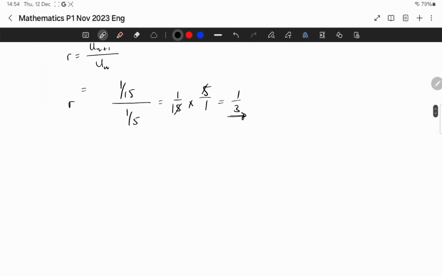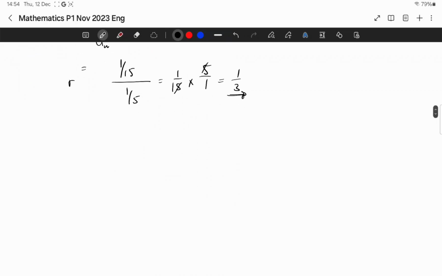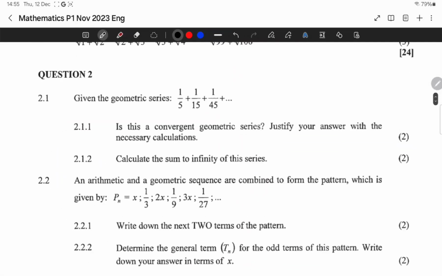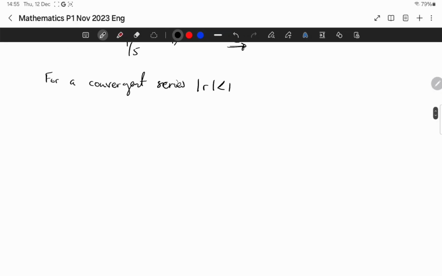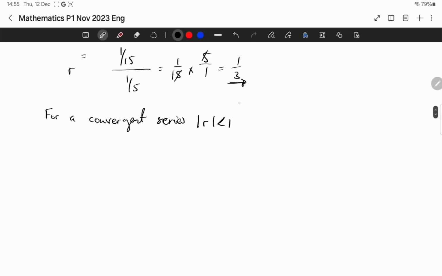Now we check, is 1 over 3 greater or smaller than 1, or minus 1? So let me just write this down. For a convergent series, the absolute value of r has to be less than 1. So what do we have here? r is equal to 1 over 3. Therefore, the series is convergent.